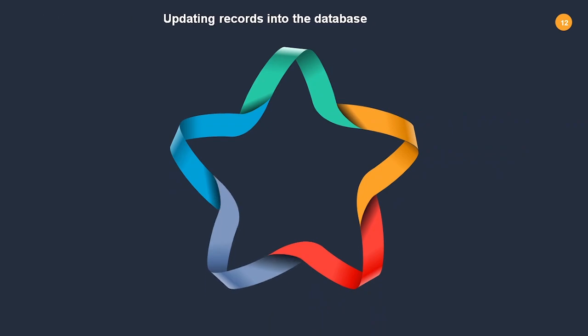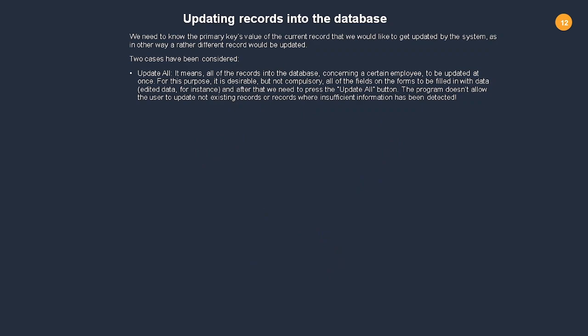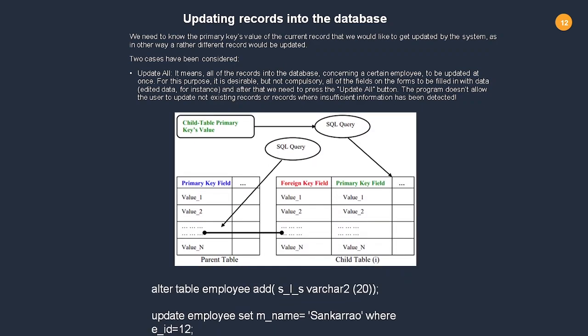So in this slide we are updating the records in the database. What is updating a record? We are just modifying the existing record which is present in the database previously. We need to know the primary key values of the current record that we would like to get updated by the system, as otherwise a different record would be updated. There can be two cases that we can consider: update all, meaning we are updating all the records of a certain employee, or update just a specified field. Here the flow comes again, showing what all the commands, in short the queries, have been used to perform this.